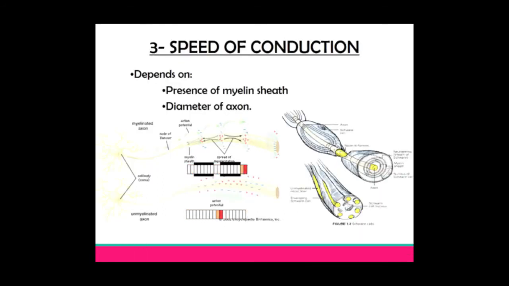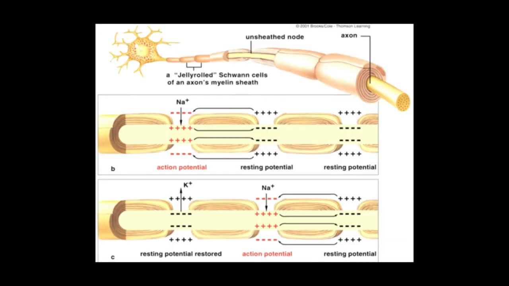The speed of conduction of an action potential along a neuron is influenced by the following factors. It depends on the presence of myelin sheaths and the diameter of the axon. In the presence of myelin sheaths, an action potential cannot form in the part of the axon covered with myelin, but it can form at the nodes of Ranvier. This is because ion movement across the membrane occurs only at the nodes. Hence, the action potential jumps from one node of Ranvier to another along the axon. This increases the speed at which the action potential is conducted. This type of conduction is called saltatory conduction.